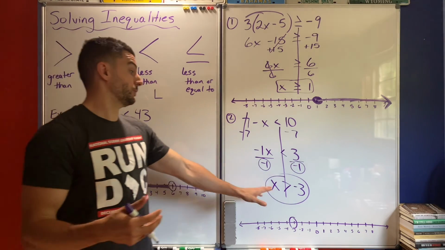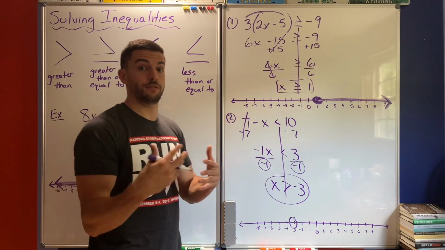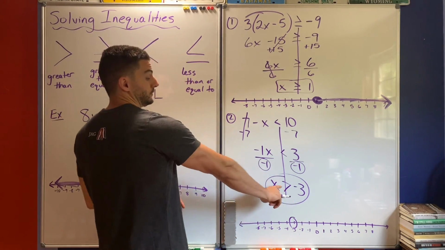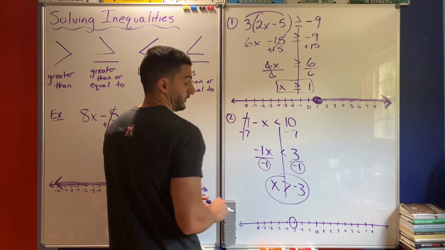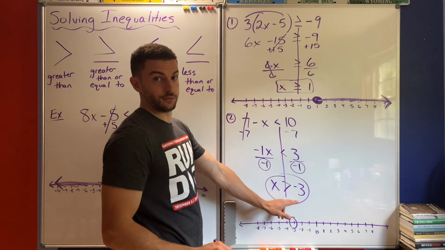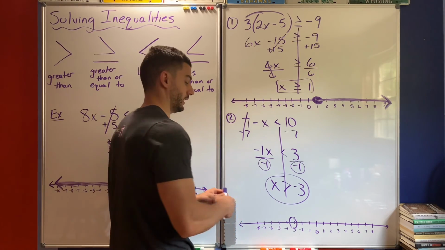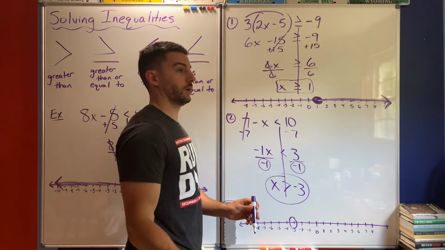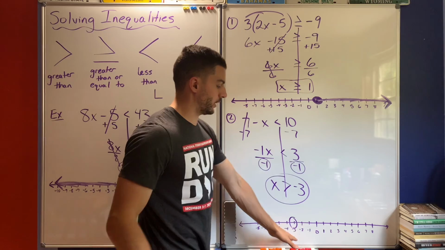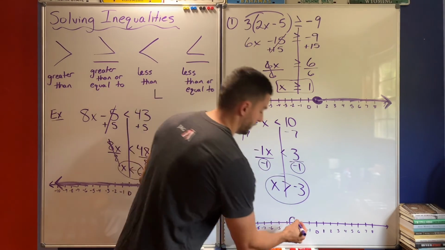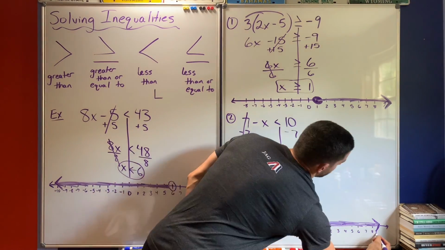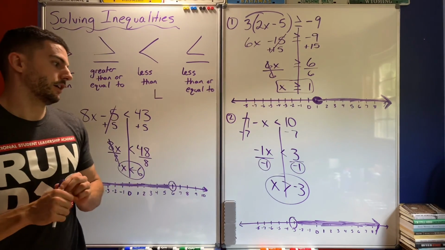And then again, our variable's on the left here, so I can follow that arrow rule. It's pointing to the right, and x being greater than negative 3, all the numbers that are greater than negative 3, like negative 2, negative 1, and all the positives, are to the right of that. So it would make sense that we highlight all that, so we draw our arrow to the right there.